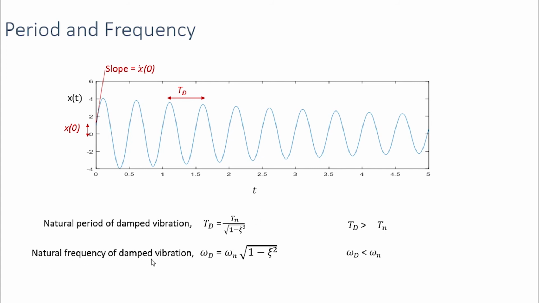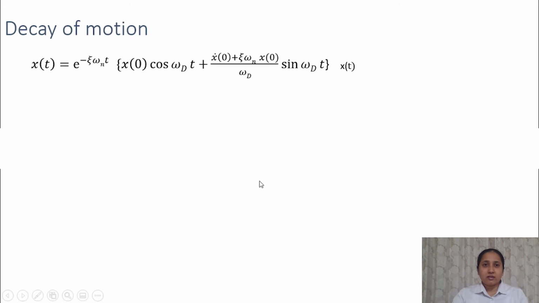The natural frequency of damped vibration can be calculated like this. It is the natural frequency multiplied by square root of 1 minus zeta squared. So the damped natural frequency will be less than the undamped natural frequency. In a way we can say that the effect of damping is making the system a little bit more flexible. That is, omega d, the natural frequency, is decreasing when damping is applied. Now let's see how the response decays with time.